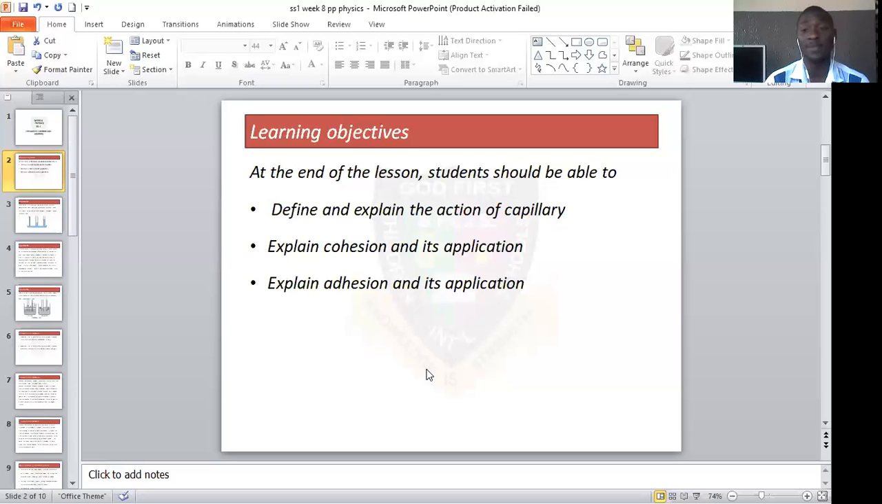I already told you the two kinds of force that operate between molecules are called cohesion and adhesion. So what's the difference between the two, or is there any similarity? Let us look at the explanation of the first one, the action of capillarity.